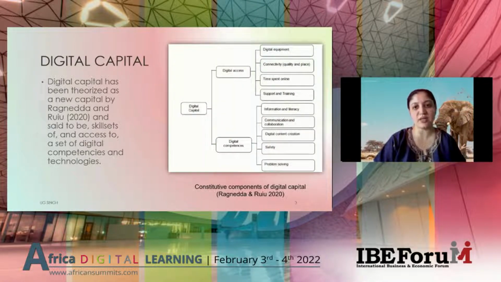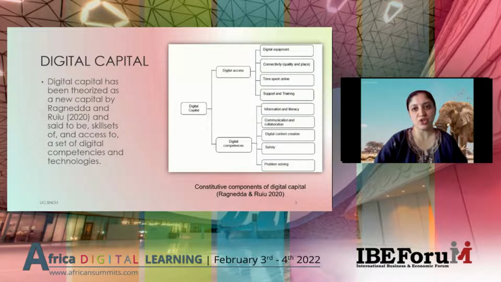I'm just going to use this diagram, which is taken from Raghunatha and Ryu. If we look at the top part of the diagram, you can see that it clearly highlights the digital access part of it. In terms of digital access, here we're looking at the technologies which students and staff needed to have access to. So it's the equipment, the connectivity, the amount of time they've spent online, and more importantly than anything else, especially for the academics transitioning from the face-to-face to the online environment, the support and training which they had available to them.